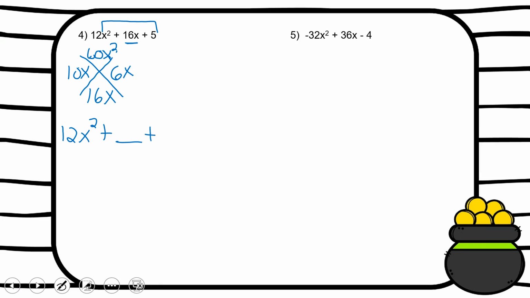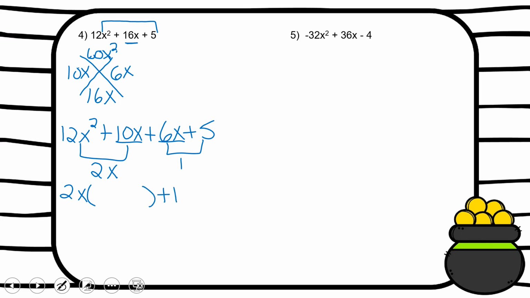Keep your first, and remember we're splitting the middle and keeping the last term. And the middle term gets split into the two sides of our big X, so 10x and 6x. Now group. GCF of this first group is a 2x. And the second group doesn't seem to have anything in common. So remember, when that happens, the only thing that they can both be divided by is a positive 1. I'm going to factor that from each group.